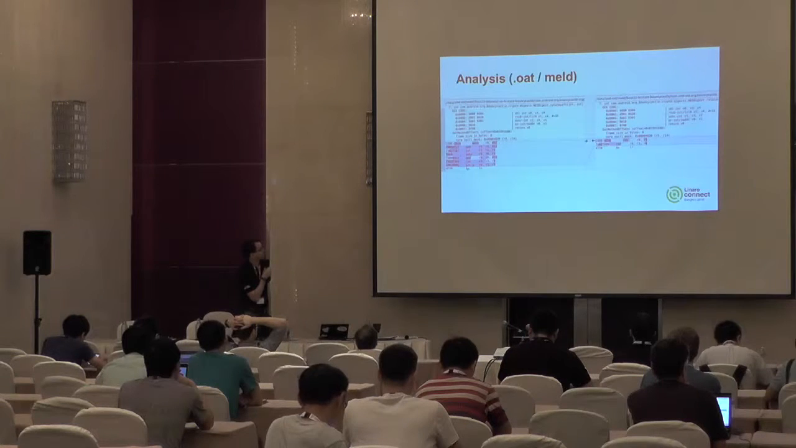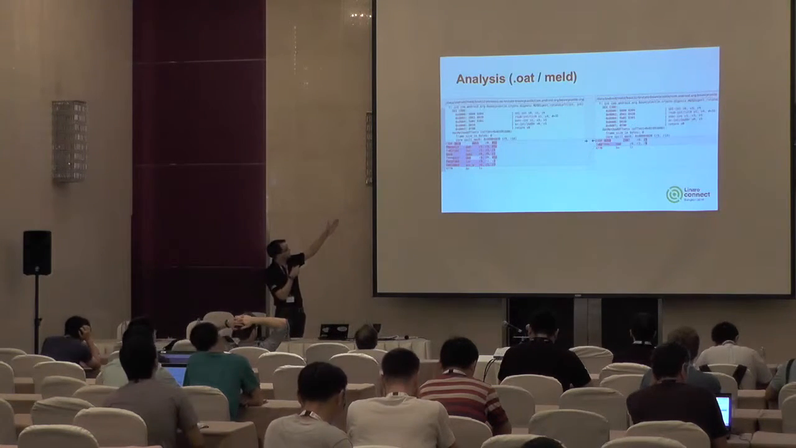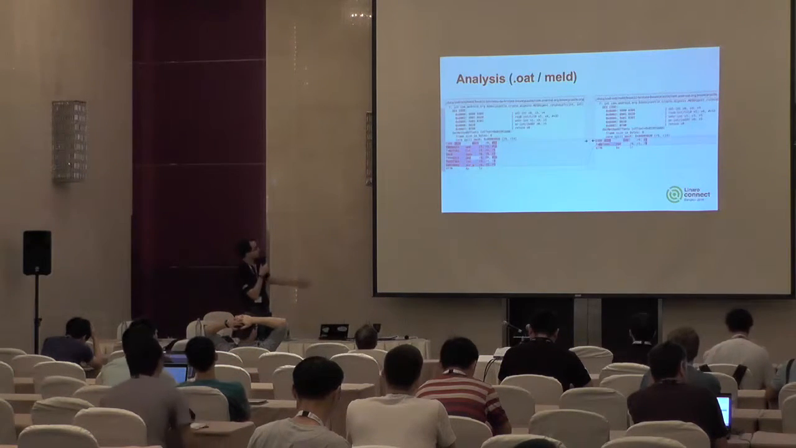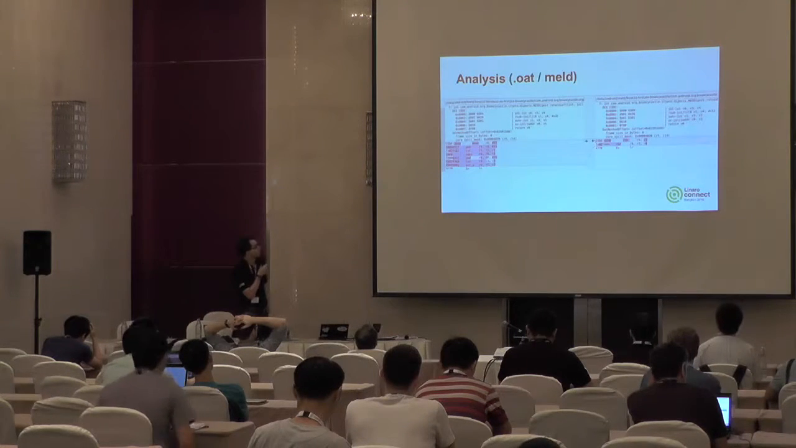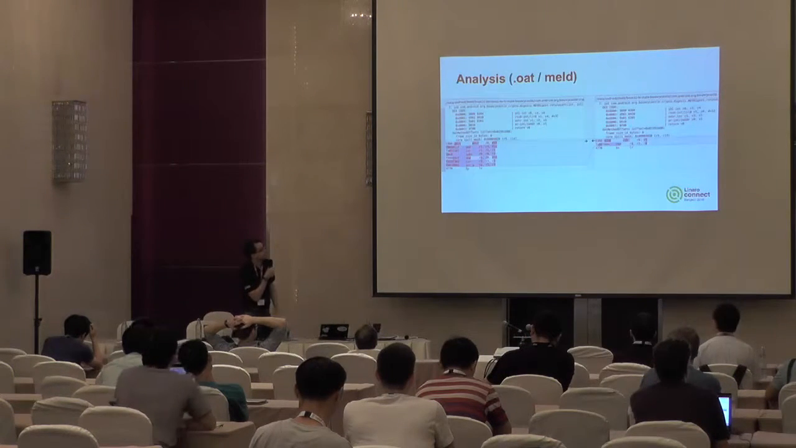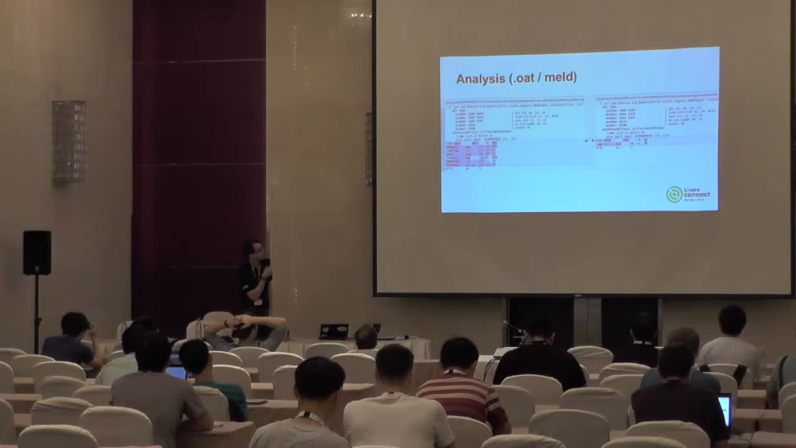So if I go in to look at the differences in a method, I can see before on the left, the generated assembly: move S and logical shift left, sub and logical shift right and an OR. That's what a bit field rotate looked like before. And I can see after in boot.oat, I've actually just got this R sub and rotate right instruction, which is great.